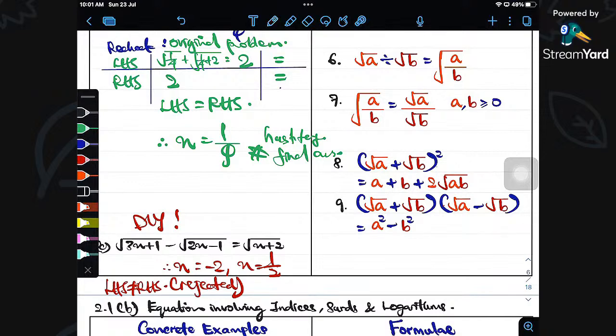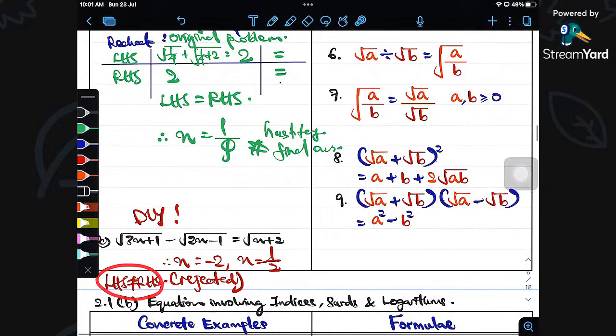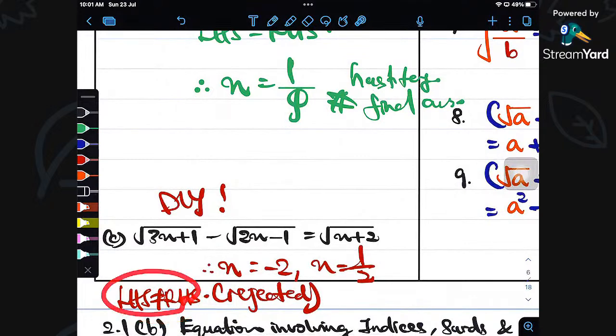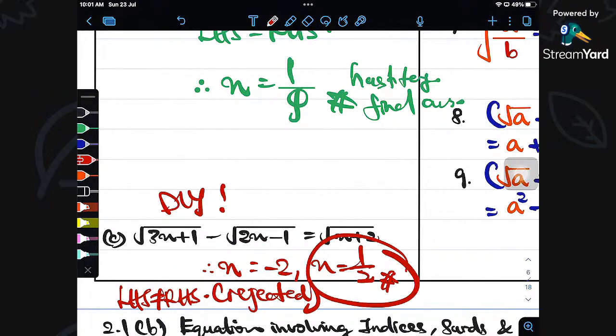So I want you yourself to prove it to yourself. You buktikan pada diri you, sama ada you jumpa ke tidak, bahawa ini di reject, dan final answer hanyalah x bersamaan dengan 1/2. Try to do it yourself.